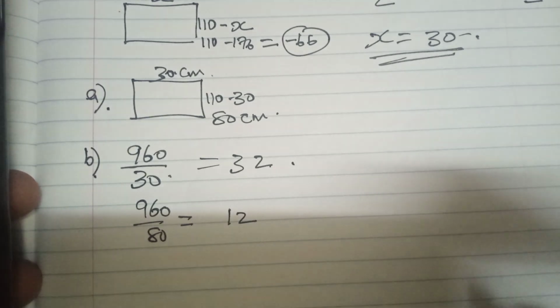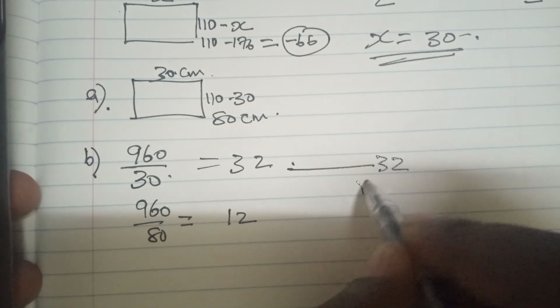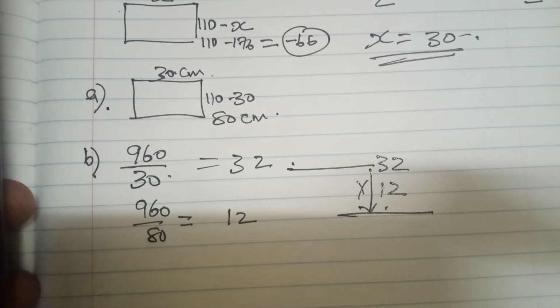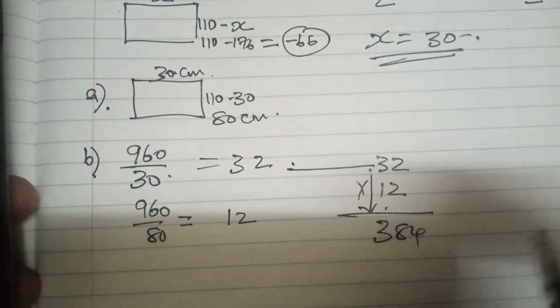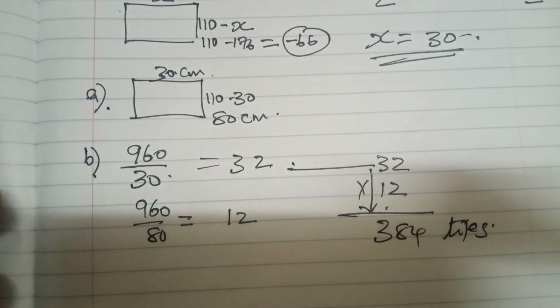So the number of tiles required is actually 32 times 12 along the breadth. And what is that product? That is 32 times 12. We need 384 tiles. We need 384 tiles for the entire floor.